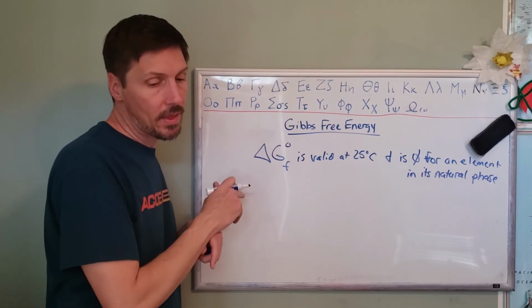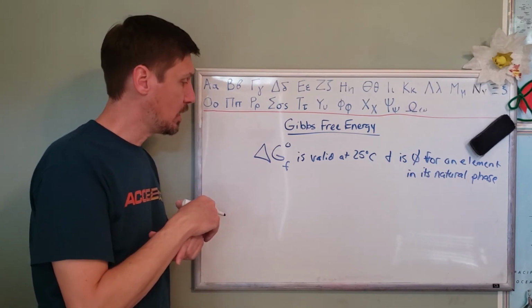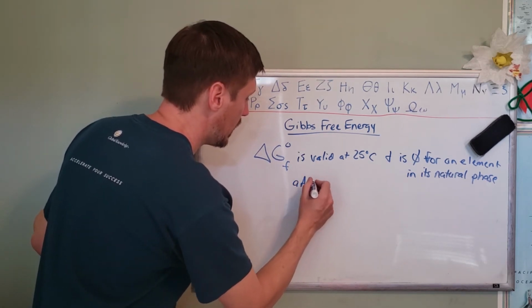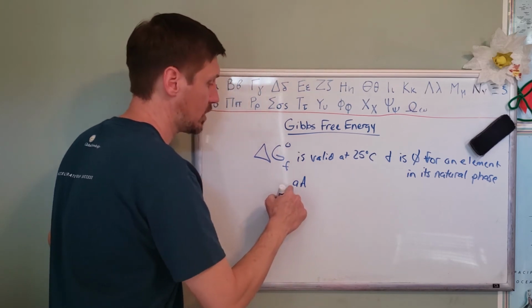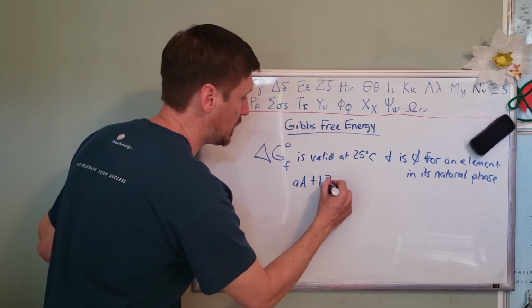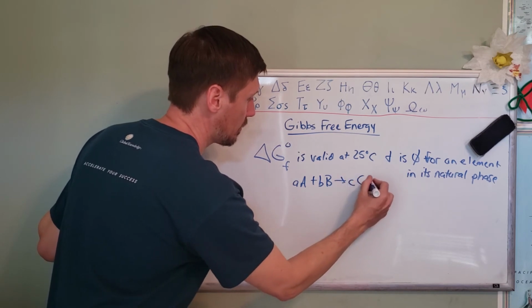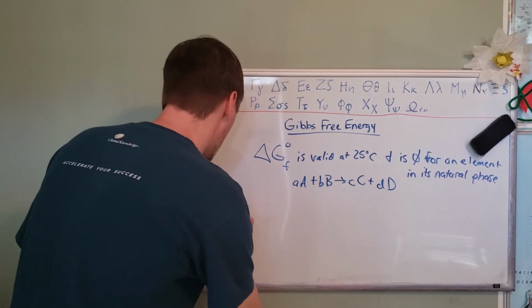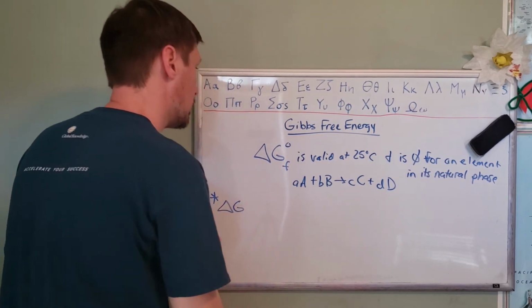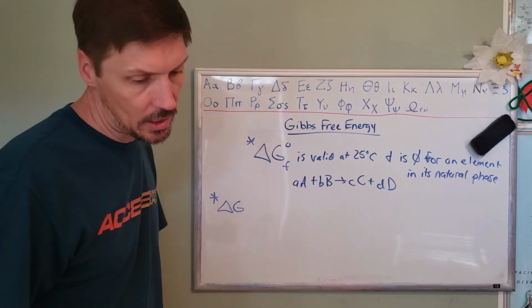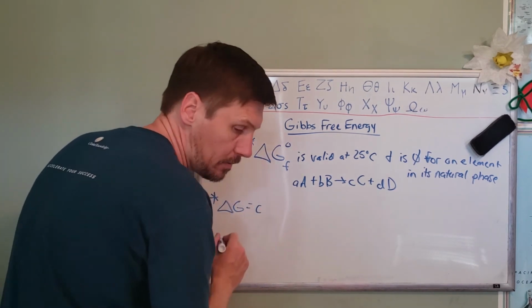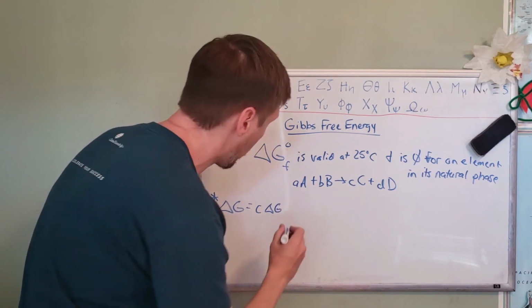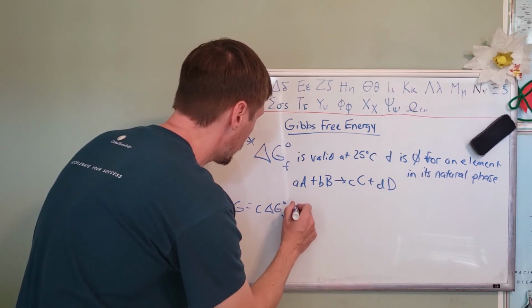All right, so given that, if we have an equation that looks like this: little a, big A, moles, plus little b, big B, and it yields little c, capital C, plus little d, capital D. Then we can say that change in G, make sure you know this, right? Make sure you know this. Change in G is going to be equal to c, change in G of formation degree. This is really getting cumbersome.